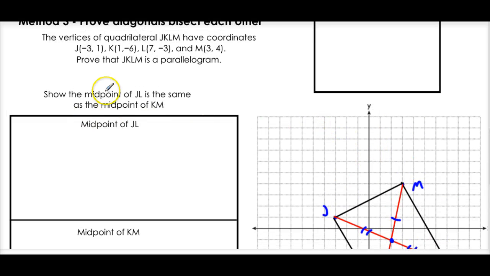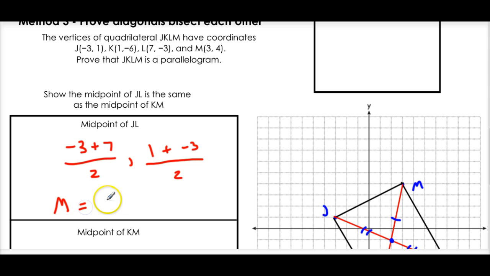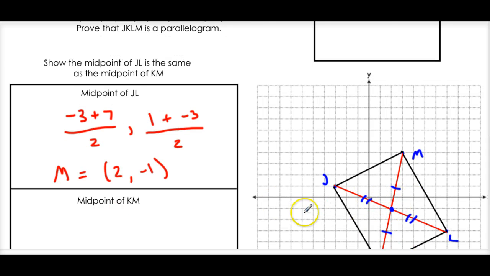First, we're going to find the midpoint of JL. Remember, we add the x's, add the y's. So let's add the x's of J and L. The x's are negative 3 plus 7 divided by 2. And we'll add the y's, which is 1 plus negative 3 over 2. When we do that, we find out that our midpoint is going to be 4 divided by 2, which is 2, and negative 2 divided by 2, which is negative 1. So 2, negative 1, which looks exactly like what we got here.